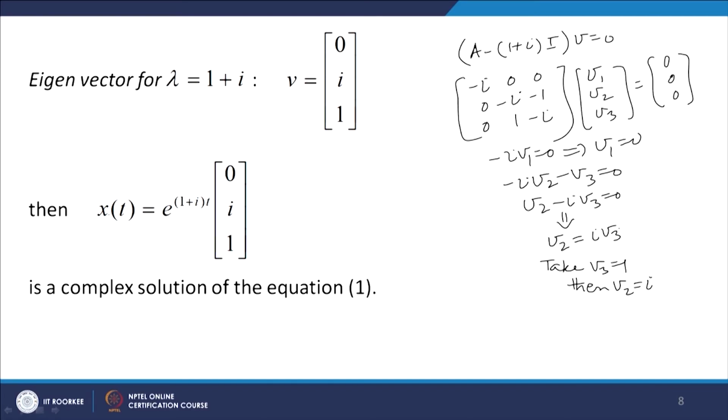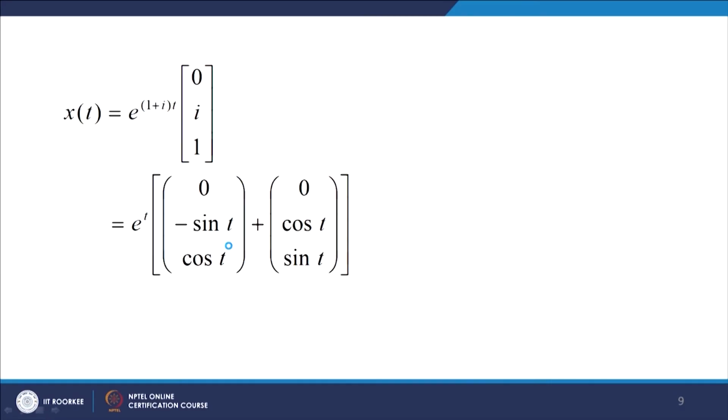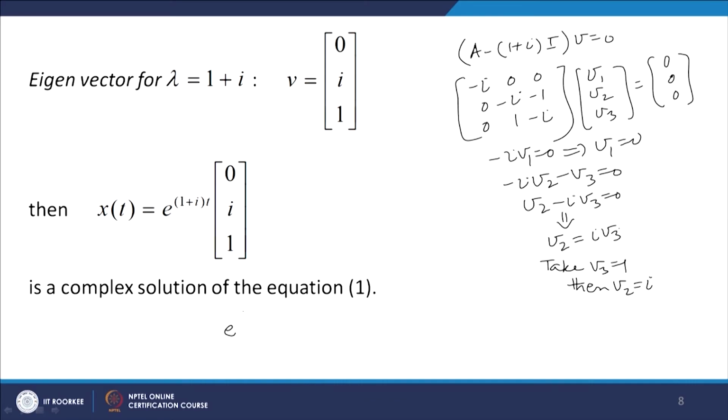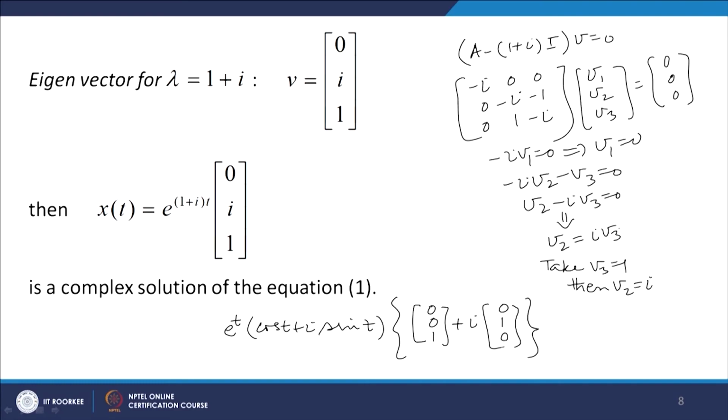Now, the solution is x(t) equal to e to the power (1 plus i)t times (0, i, 1). It is a complex solution of equation 1. From this we shall find the two real valued solutions of equation 1. For that we need to write this as e to the power t, and then e to the power it can be written as cos t plus i sin t, and then (0, i, 1). We shall write (0, i, 1) as the real and imaginary parts: (0, 0, 1) plus i times (0, 1, 0). The real part is (0, 0, 1) plus i times the imaginary part (0, 1, 0).